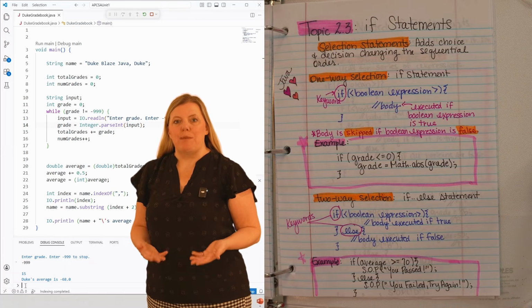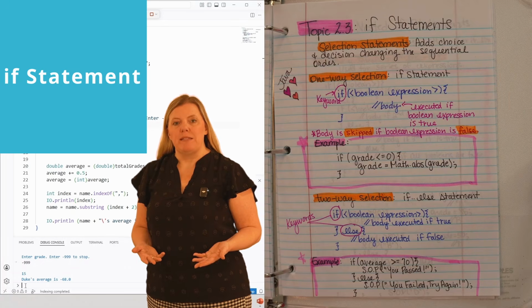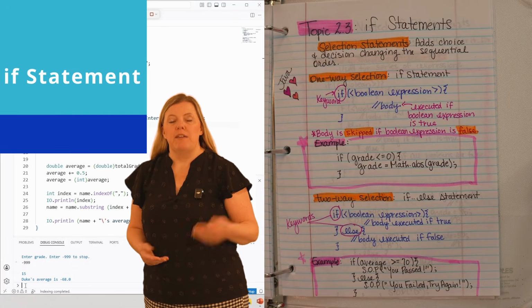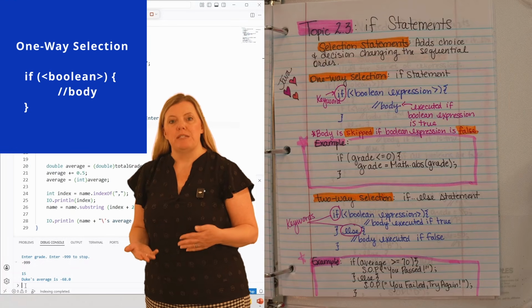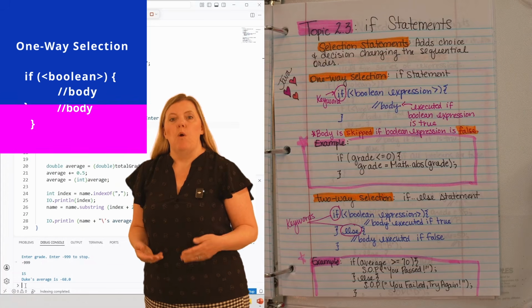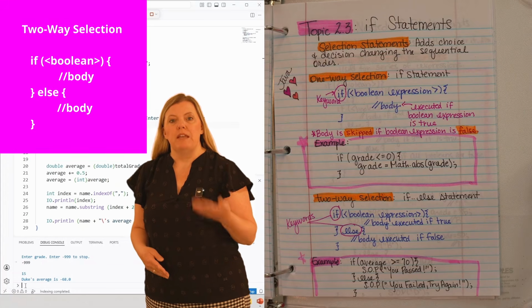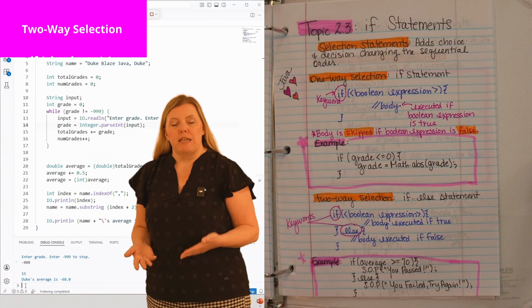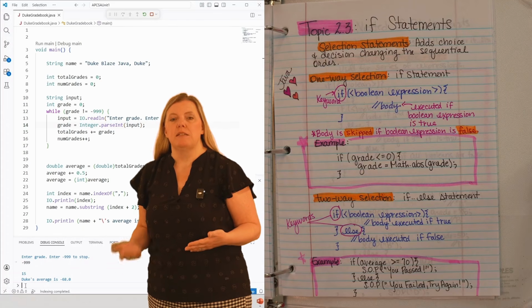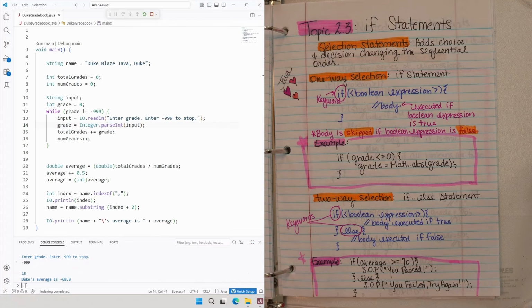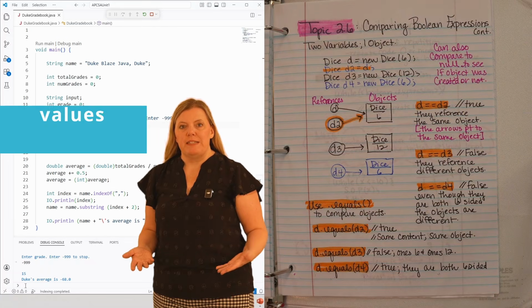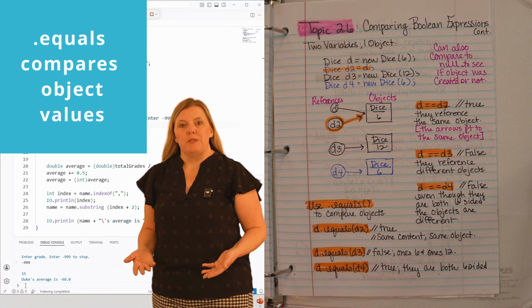Selection on the AP exam is going to be represented using if statements. You have one-way selection. If a Boolean condition is true, there's a set of statements that will be executed. Or you have two-way selection. If something is true, a set of statements is executed, else a separate set of statements is executed. Let's add an if statement to make sure that if grade is negative 999, it's not added to the grade. To compare reference data or objects, you'll want to use dot equals.